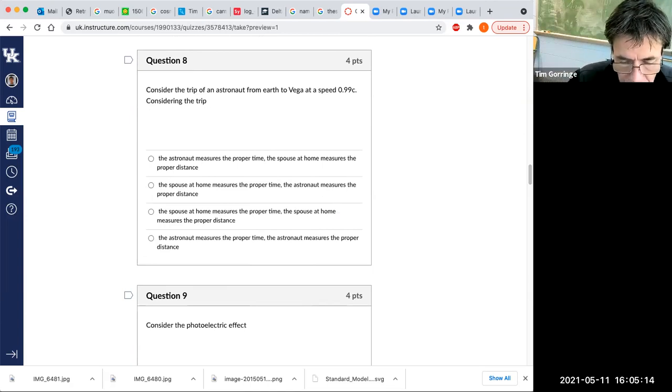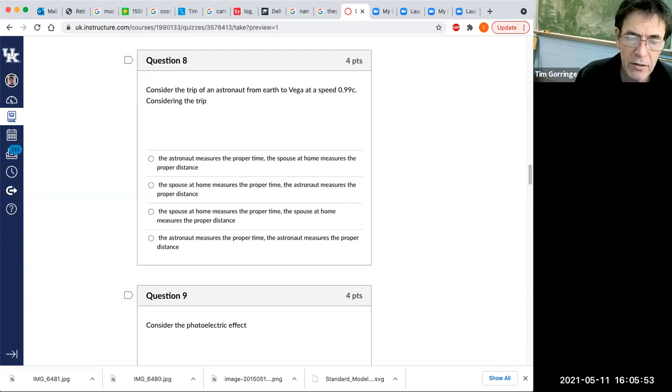Question 8. Okay, so we're asked to think about a trip of an astronaut from Earth to Vega at some very close fraction, 99% of the speed of light. And we're asked to think about whether the astronaut is measuring the proper time and the proper distance for the trip, whether the person on Earth, the spouse, say, is measuring the proper time, proper distance. Well, let me give you the answer first. So the astronaut measures the proper time. And the person on Earth, spouse, measures the proper distance.